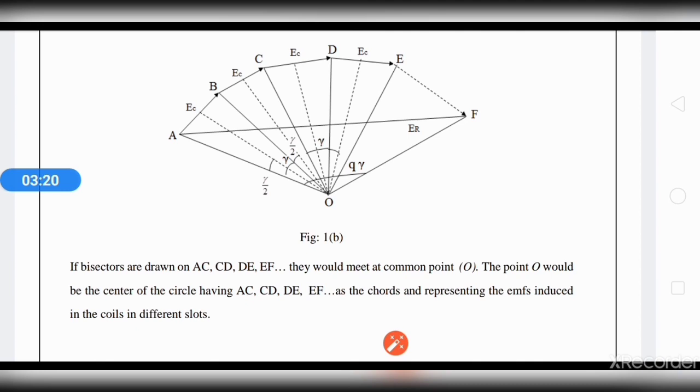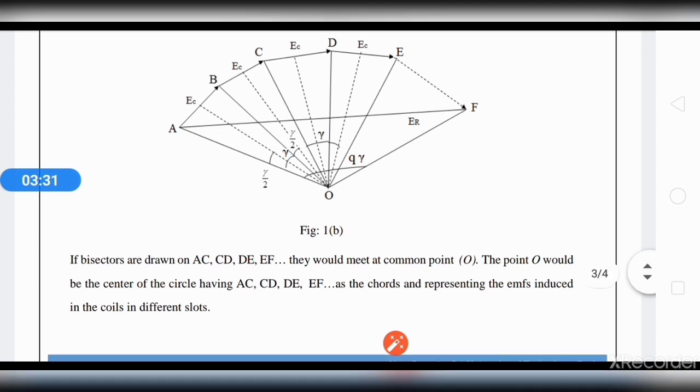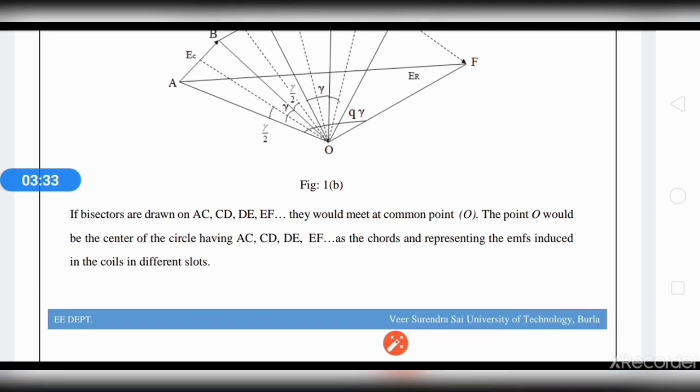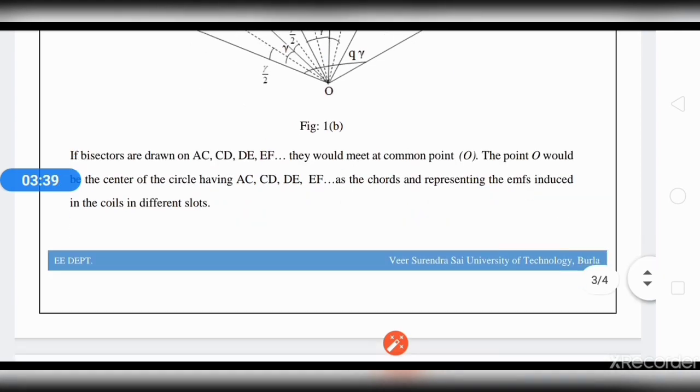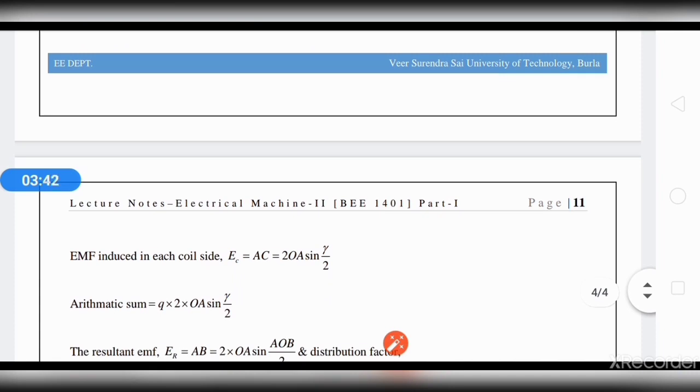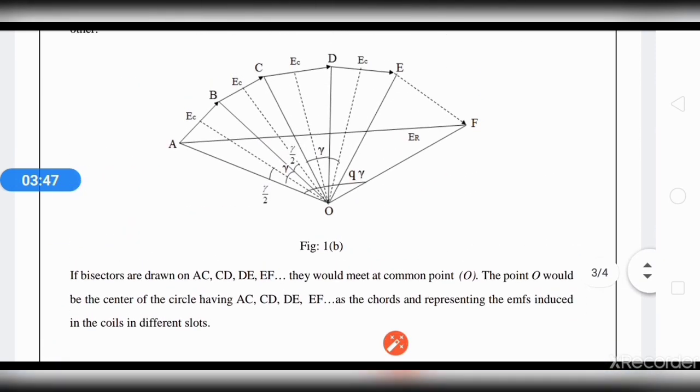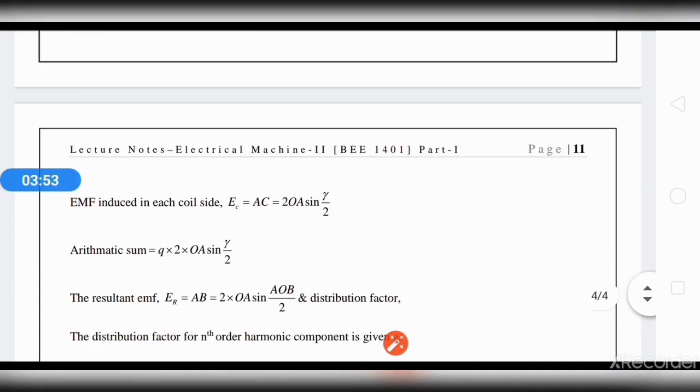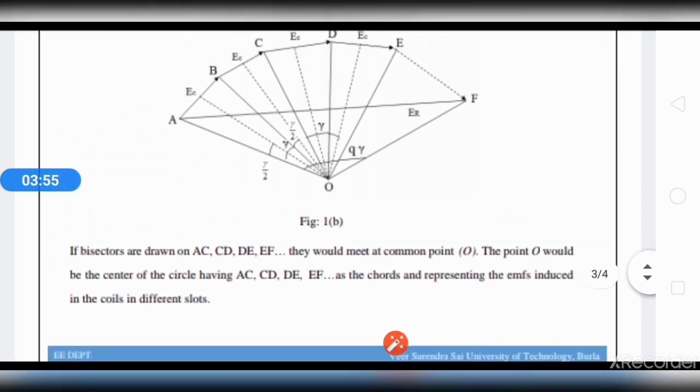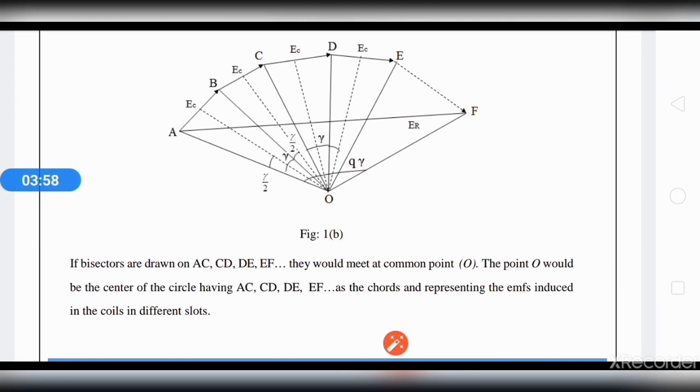If the bisectors are drawn of AC, CD, DE, EF and so on, they will meet at a common point O. O will be the center of the circle drawn through AC, CD, DE, EF and so on. So the induced EMF in each coil can be represented as AC, and if we divide it into two equal triangles, it will become 2 OA sin gamma by 2.